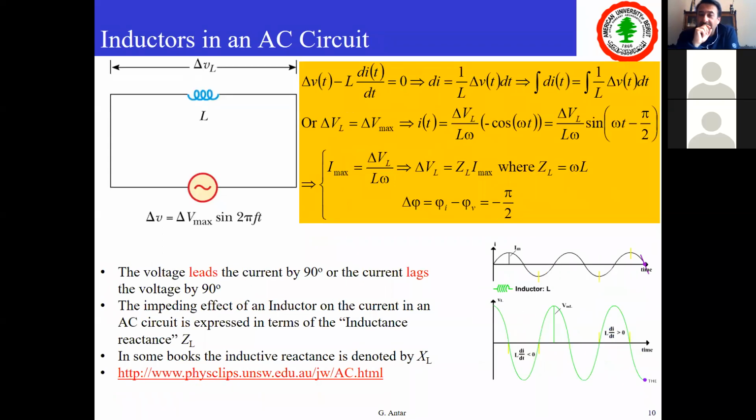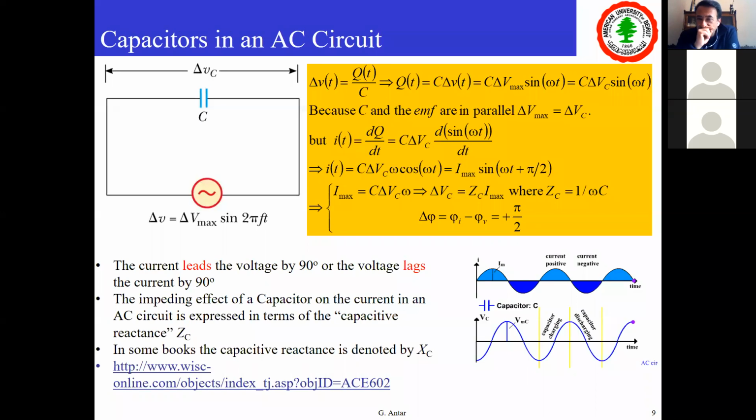Finally, the phase angle of the voltage is given and is equal to 0. Yes, but how would we know that the current is 90 degrees behind the voltage? Because I of t is equal to dq over dt.